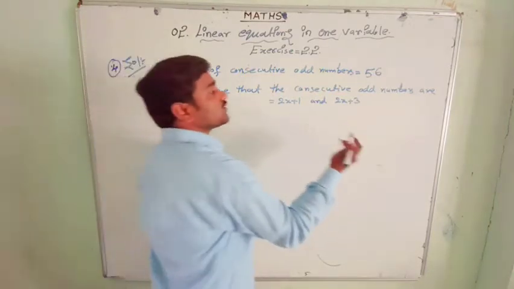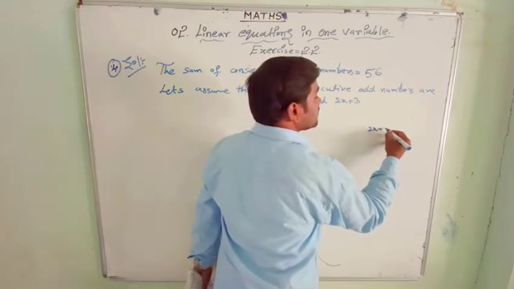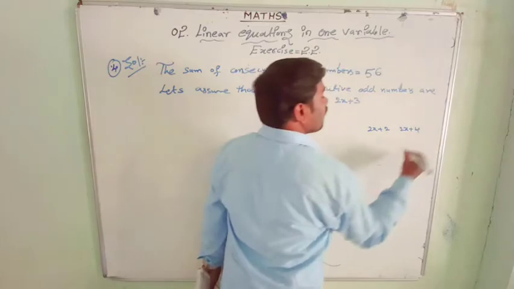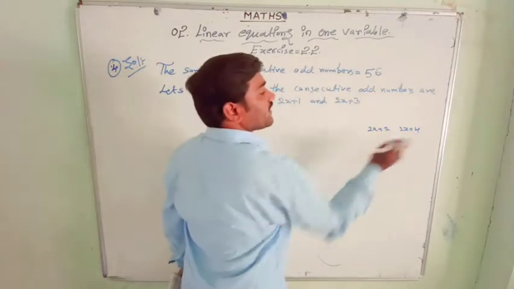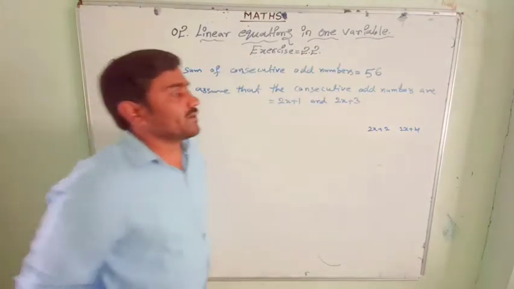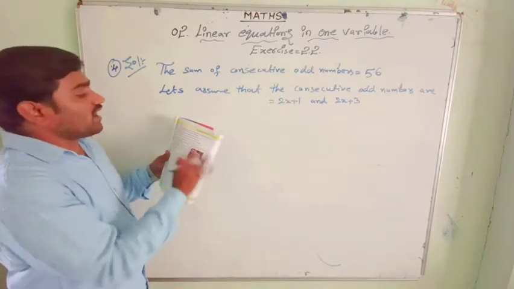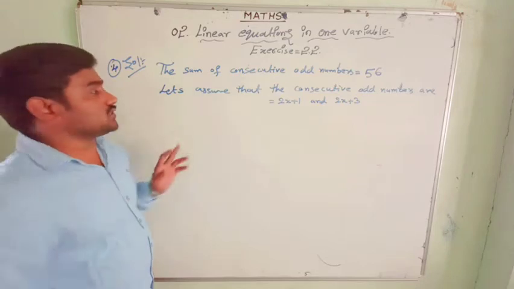The general form of consecutive even numbers will be like this: 2x plus 2 and 2x plus 4. Instead of odd numbers, you write the even numbers there. But 2x is common every time. So here, the sum of two consecutive odd numbers.